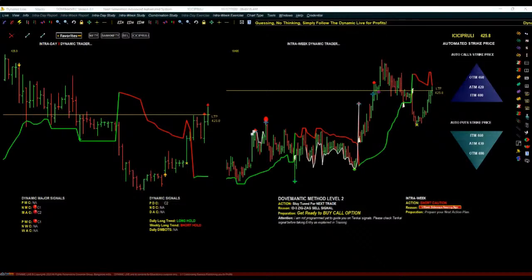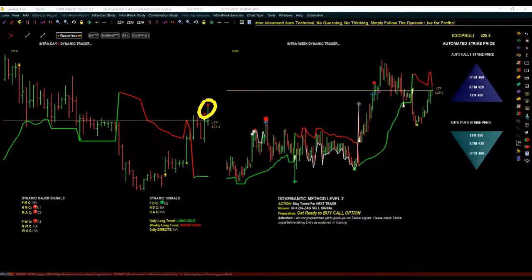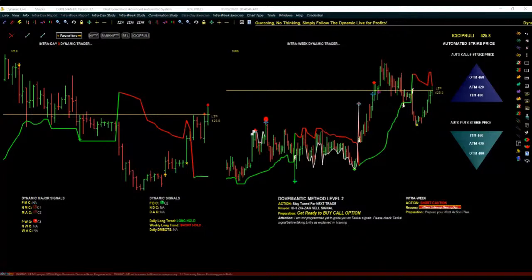Well, in ICICI Prudential, we can see here there is no trade. It is telling us stay tuned for the next trade, but the preparation is telling us get ready to buy a call option. So that will happen probably once this zigzag breakout will happen in intraday 3, or if the price manages to go beyond intra-week long signal, that is when it is going to ask you to buy a call option. But until then, as of now, there is no trade. You can see there are a series of zigzags that have come up. So just wait for the next trading opportunity.